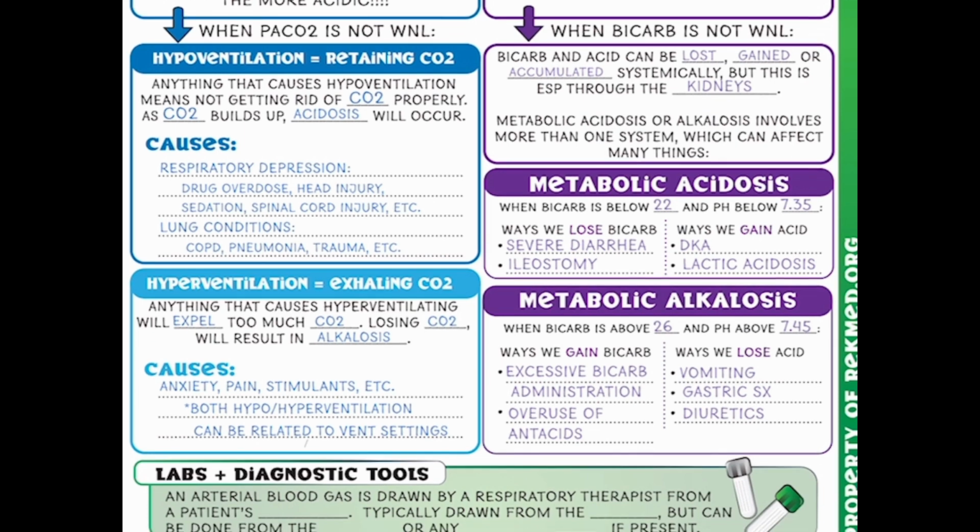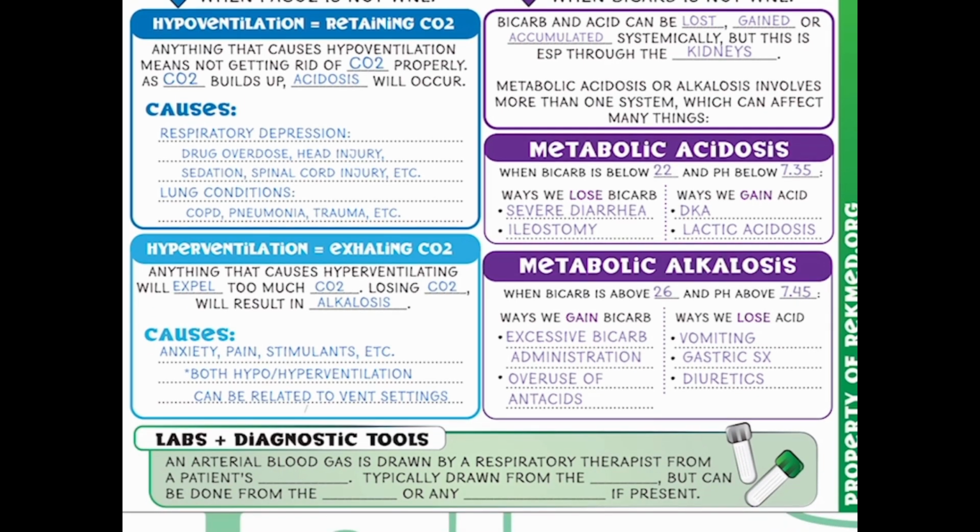And before we go, we're going to do a quick fill in the blank. An arterial blood gas is drawn usually by a respiratory therapist from the patient's artery. Typically this is drawn from the wrist, but this can be done from the groin or any arterial line if it is present. This concludes our ABG lesson.